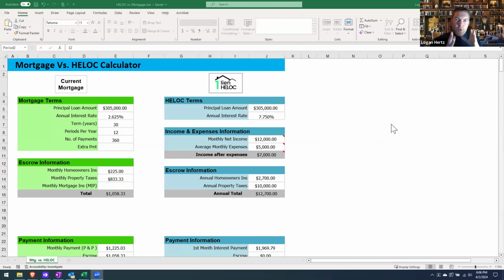He's saying this only works if the interest rate on your mortgage is higher than the interest rate on the line of credit. Because you see, Chris, if the line of credit has a lower interest rate, you'll pay less interest. Well, let's take a look at this example. Mortgage versus HELOC: you have a $305,000 mortgage at 2.6% amortized interest versus a home equity line of credit at 7.75% simple interest.